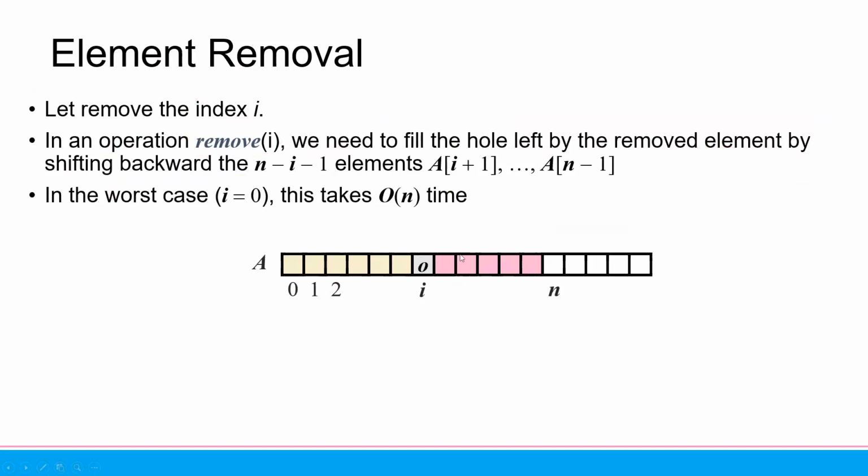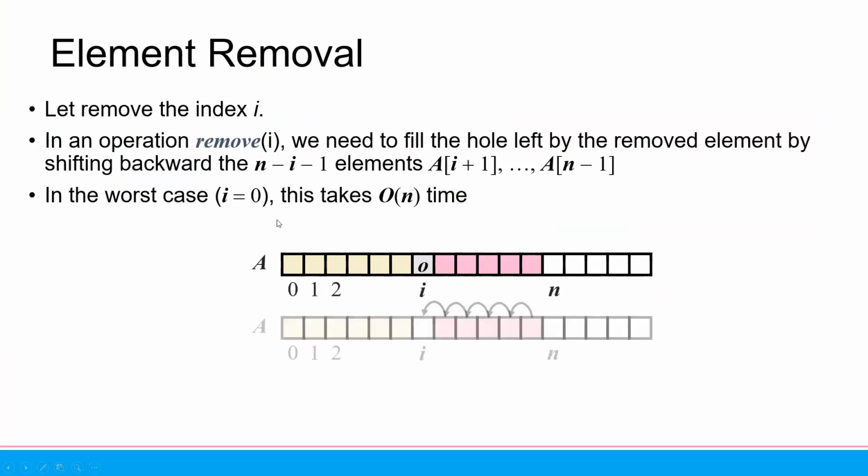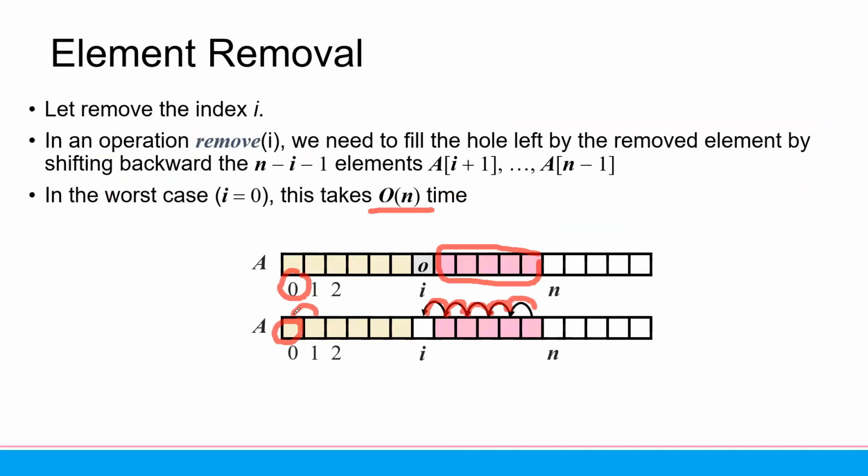In this case, I want to delete the index I, so I want to delete this O. After I remove it, every element in the pink color will move here, here, and here. So if I remove index 0, the worst case will be O(n). Because if I remove this one, index 1 will go to index 0, index 2 will go to index 1, index 3 will go to index 2, and so on until n times.